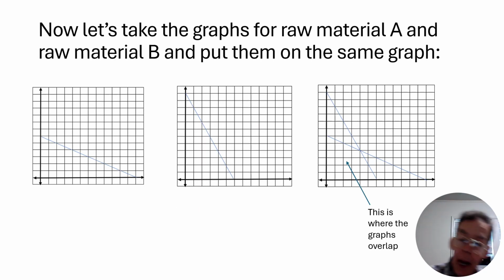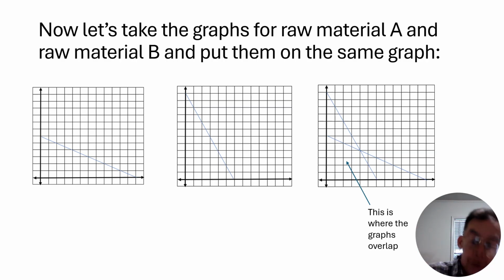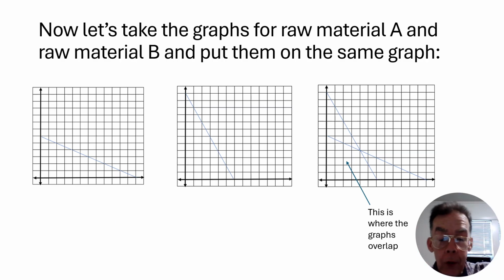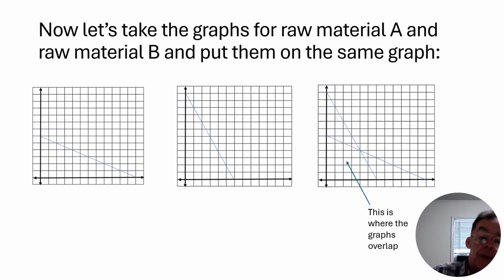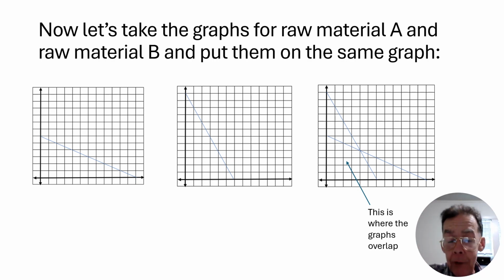So now you've got a graph for raw material A, and you've got a graph for raw material B, and now you put them on the same graph. And you notice that arrow there is where those two graphs intersect. If you take the graph for raw material A that's to the left, and you take the graph for raw material B that's in the middle, and you put them on the same graph, that area indicated by the arrow is where those graphs intersect.